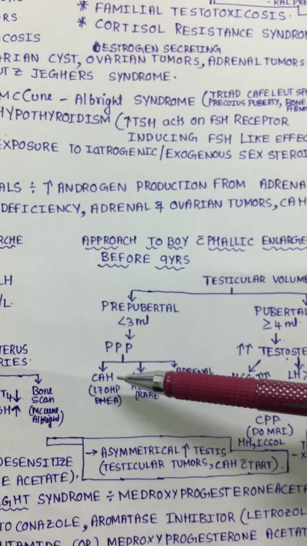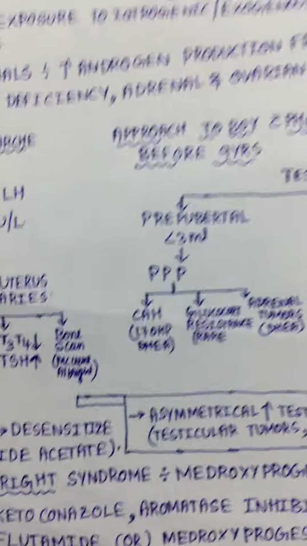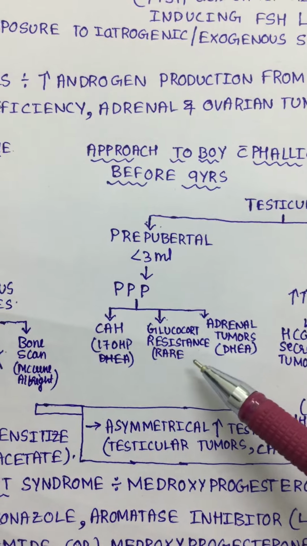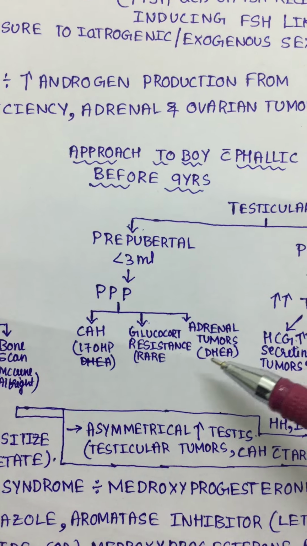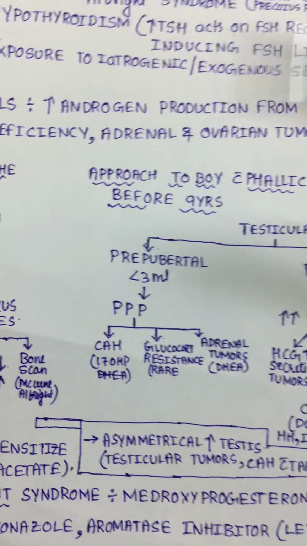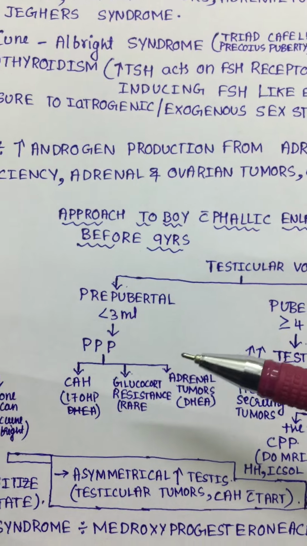Then we should go for excluding the causes of peripheral precocious puberty, like congenital adrenal hyperplasia by 17 OHP levels, glucocorticoid resistance which is rare, where cortisol levels should be measured, and adrenal tumors, where DHEA level should be measured. These are all the causes of peripheral precocious puberty that should be excluded. I already discussed this in the lecture.